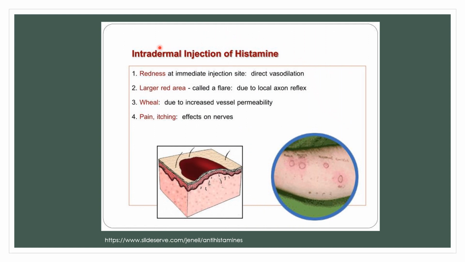So we have here another diagram showing the events after the intradermal injection of histamine. So there is, again, the triple response manifested by redness at the immediate injection site. There is also the development of flare, described as a larger red area brought about by the axon reflex, local axon reflex, and the wheal formation due to increased vessel or vascular permeability. After that, there is the development of pain and itching as effect of the stimulation of the nerves.